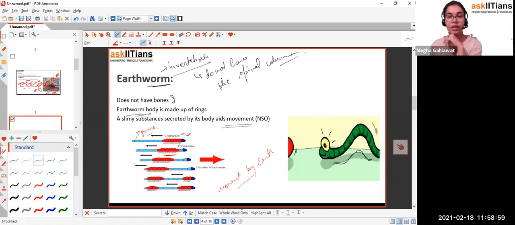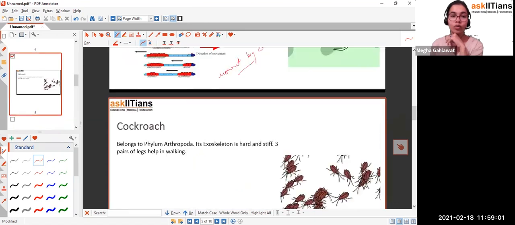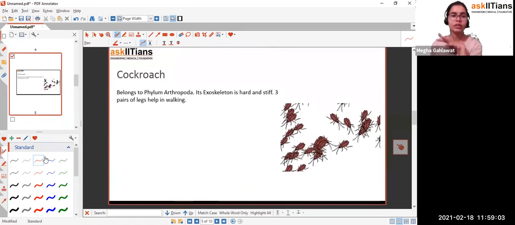Now that being said, we are going to move forward to the cockroach. Important thing about cockroaches, they belong to the phylum Arthropoda. Okay, again, about all the Arthropoda, Mollusca, etc., you're going to learn about these in detail in the ninth standard, in the chapter Diversity in Living Organisms, and it is pretty interesting.